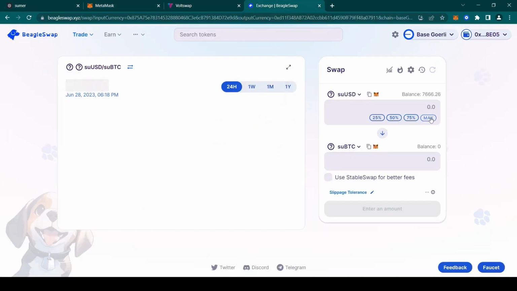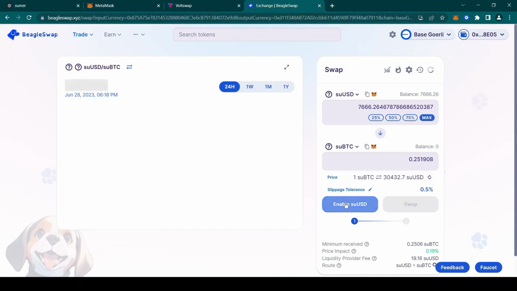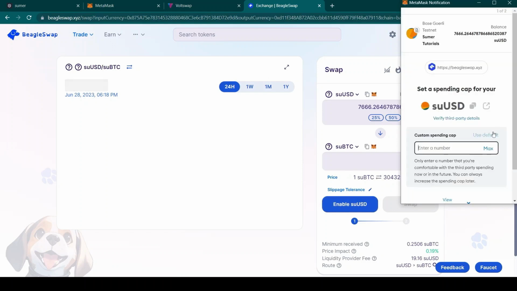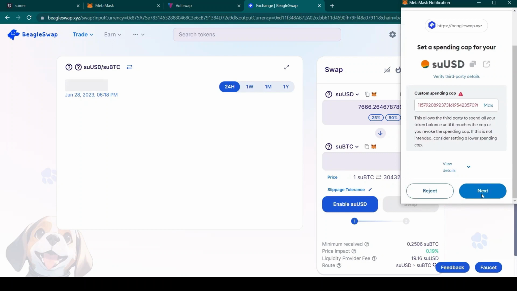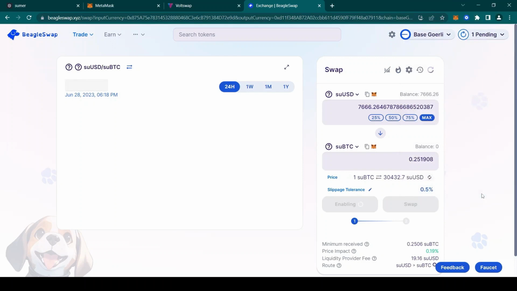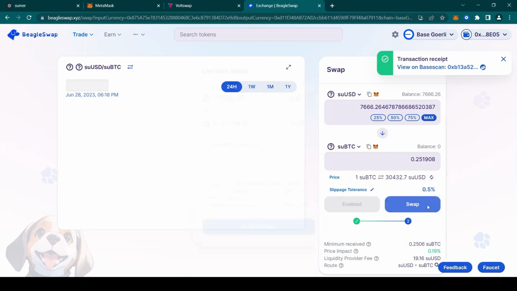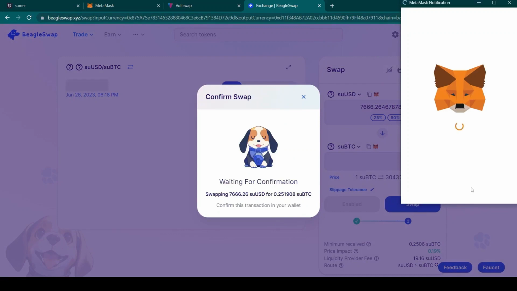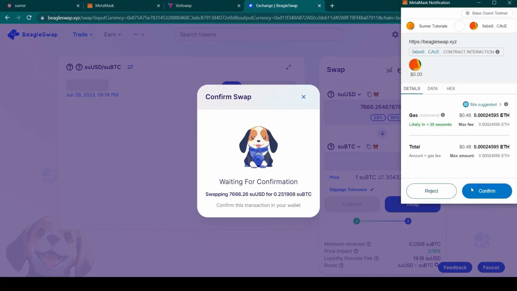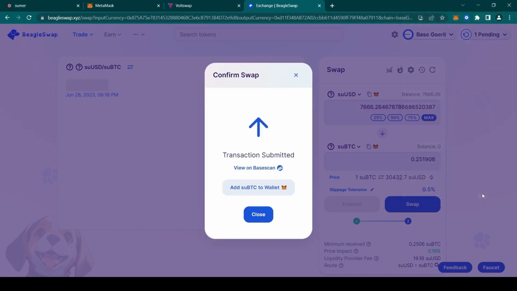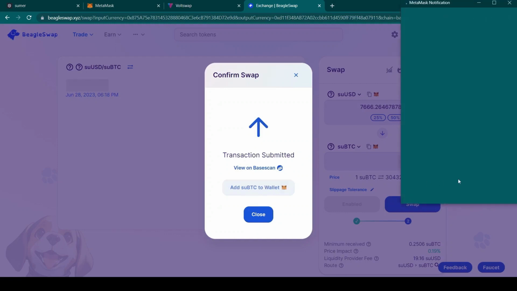We will swap the SuUSD back into SuBTC on BeagleSwap to leverage the price discount available on Base Testnet. For the approval transaction, we will use the default spending cap. Confirmation on the second transaction will swap the available SuUSD to SuBTC. Once the swap is complete, we can confirm in our MetaMask that the SuBTC is available.